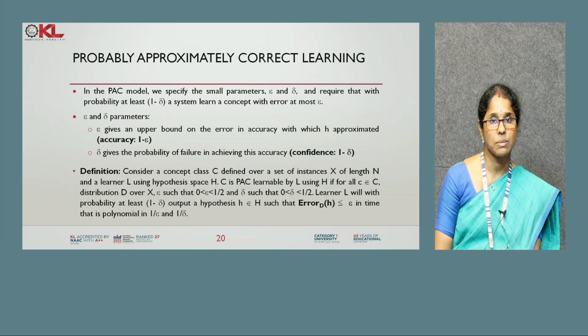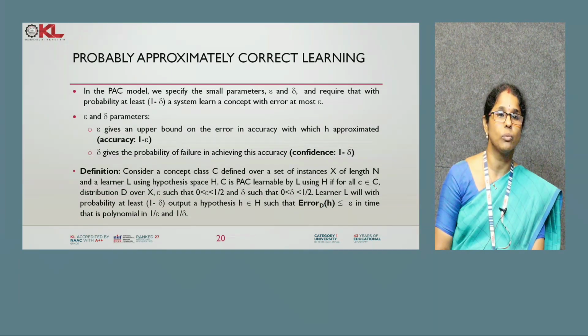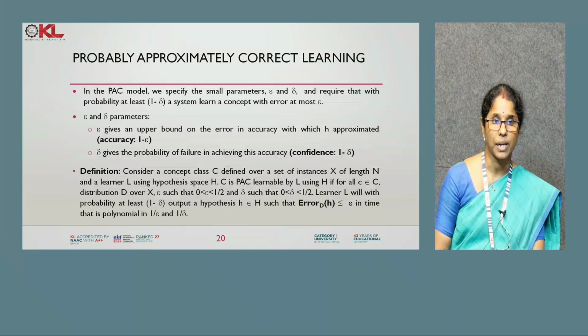So, probably approximately correct learning. When you are checking with probably approximately correct learning, we specify the small parameters epsilon and delta. We require that with probability at least 1 minus delta, the system learns a concept with an error of at most epsilon. Epsilon is an upper bound of the error in accuracy with which H approximates there.